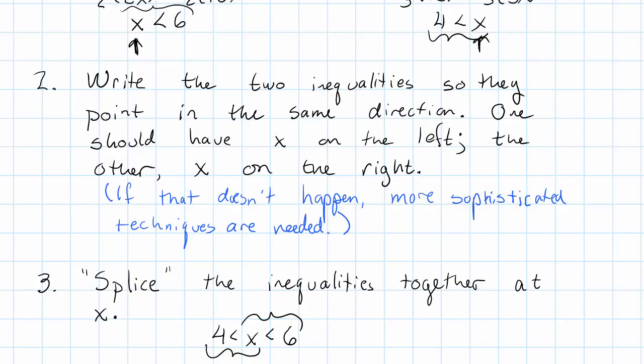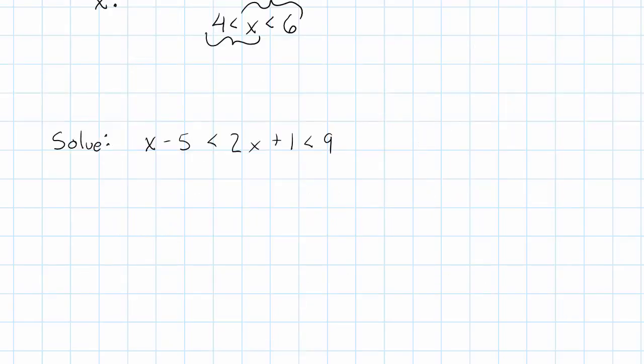Let me show you another example. Let's say we want to solve the inequality x minus 5 is less than 2x plus 1, which is less than 9. So we see that we have x's in more than one place, so we do need to split this up. We've got x minus 5 is less than 2x plus 1, and we have 2x plus 1 is less than 9. Let's see. On the left we have a decision to make.